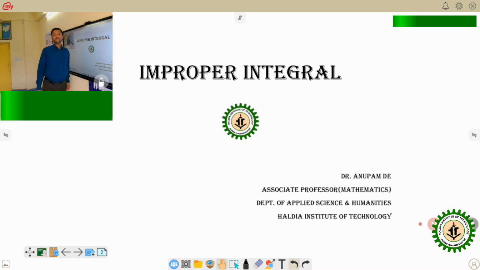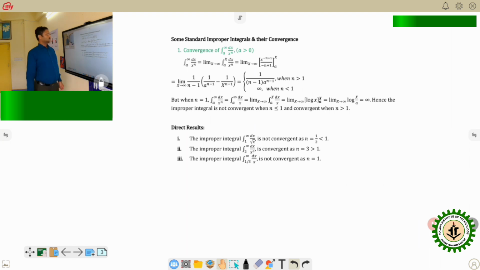Welcome back to the second part of the topic called improper integral. So today we are going to discuss the convergence of some standard improper integrals. Let us have this example. Let us try to find the convergence of the integral from a to infinity of dx by x to the power n, where a is greater than 0.